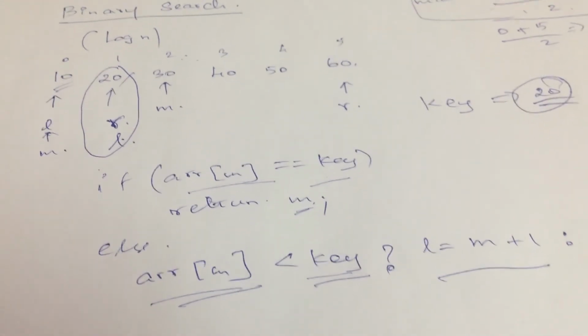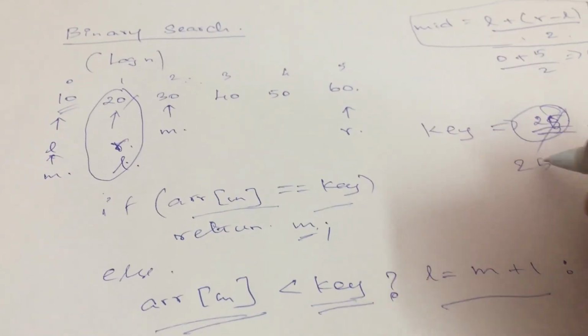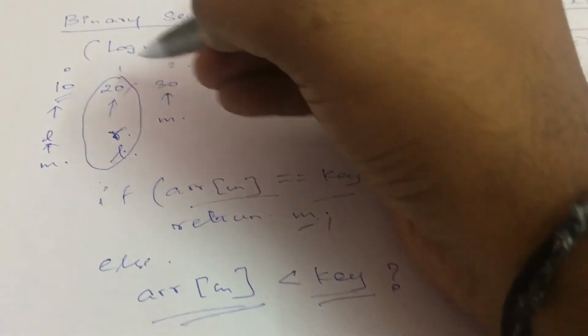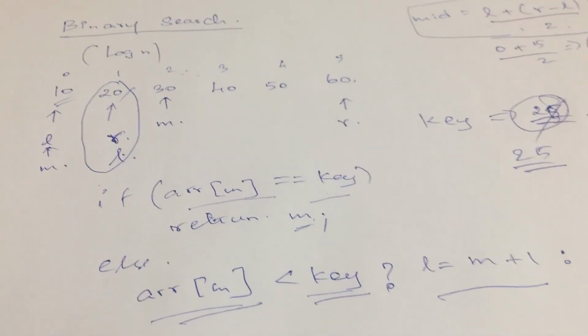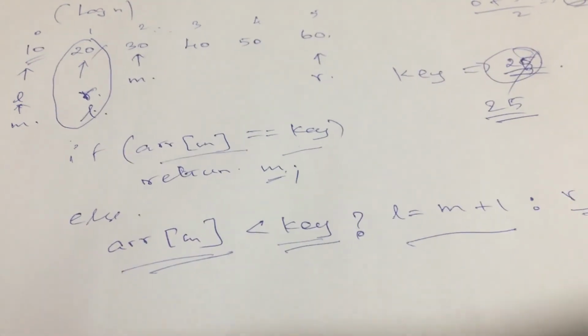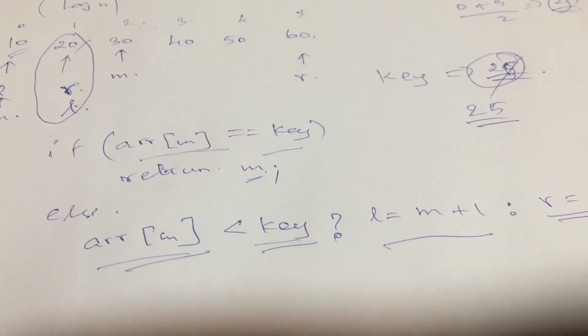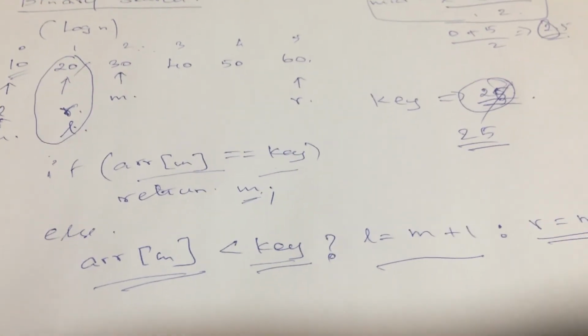But in case I try to find the value 25, right? So let's assume that your key value is going to be 25, and anyhow this is going to be in this place only. So now I'll just go on checking with this condition. So array of m less than key, so is the condition true? Actually yes, the key value is greater than array of m, so the condition is true.